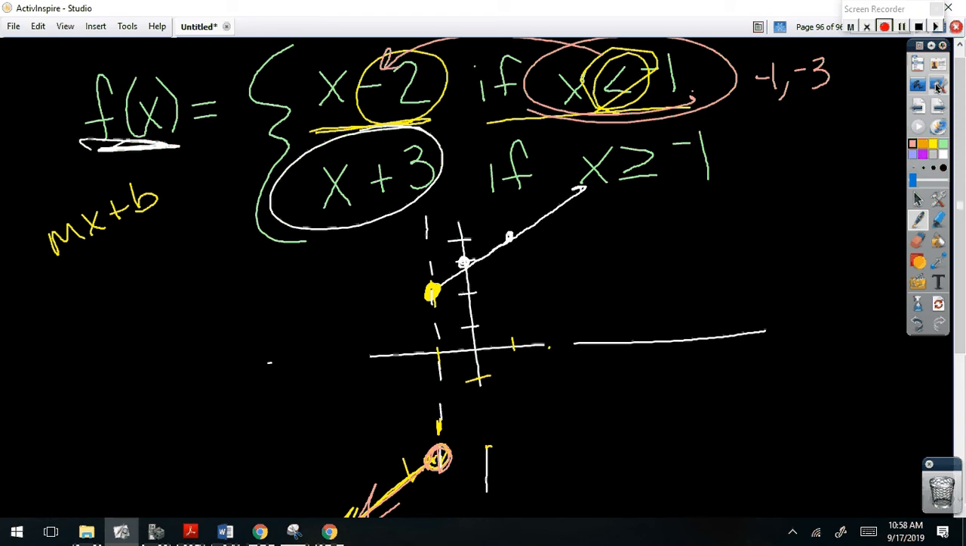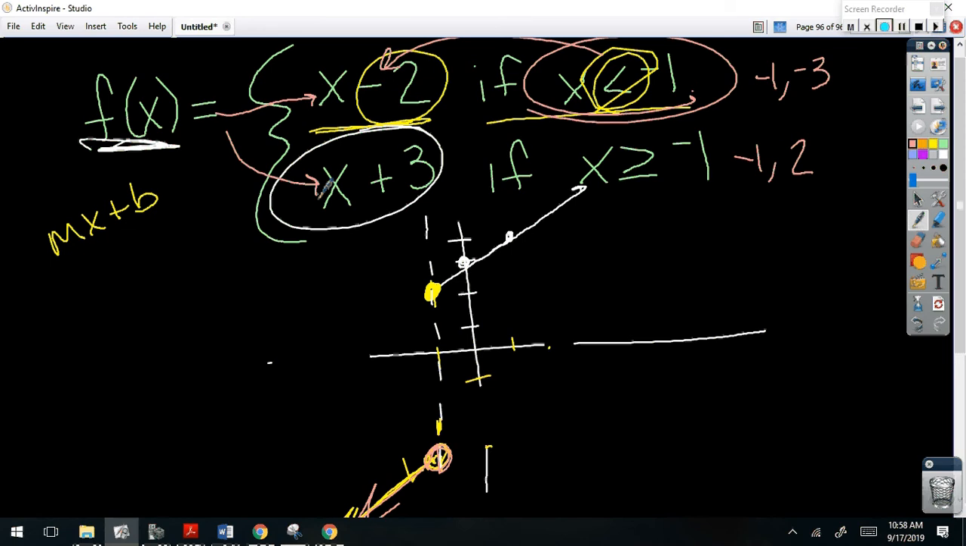If I plug in negative 1. So when you plug it in, it's always going to be y. Yes, always. Because this is saying that these are two different equations: f of x equals this, and f of x equals that. So you take the restriction and plug it in. The restriction is x, and you plug it in.